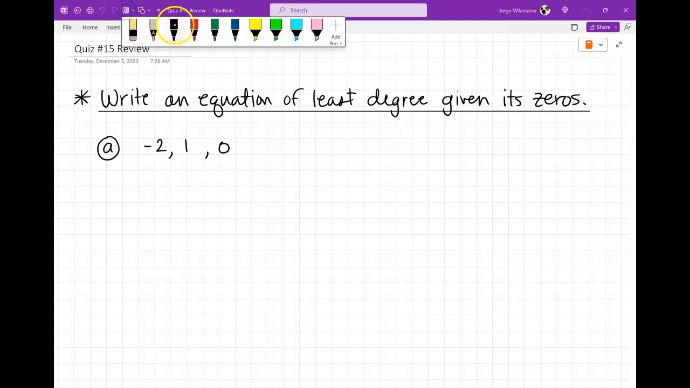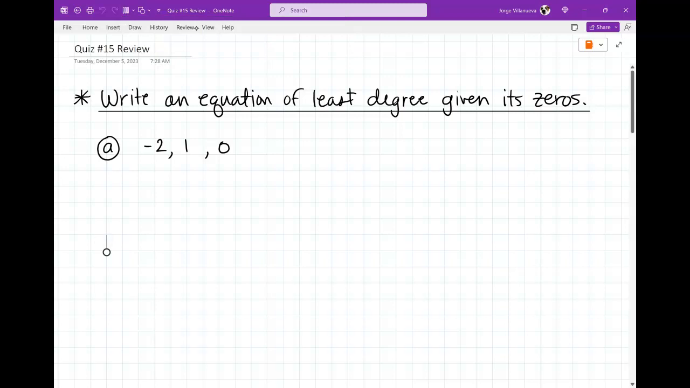All right, the sections that we've done have to do with long division and also with finding equations given solutions. So if I give you answers, can you find me the equations where they came from? We're going to start out with part A. It says write an equation of least degree given its zeros. In other words, just write an equation. I'm going to give you some answers.